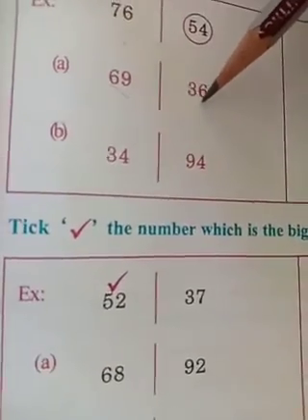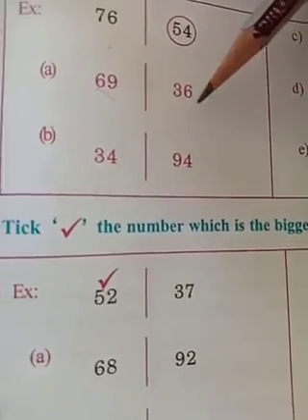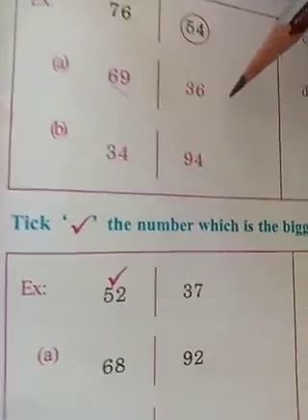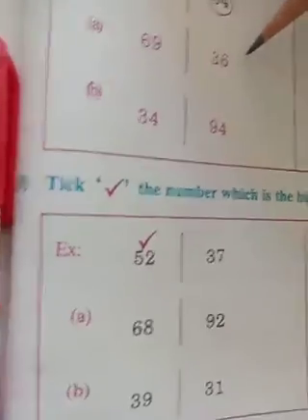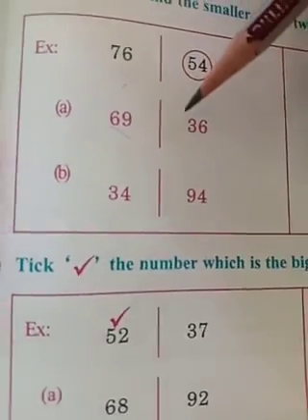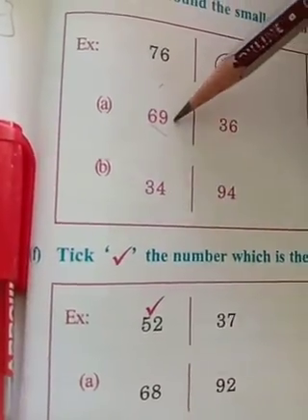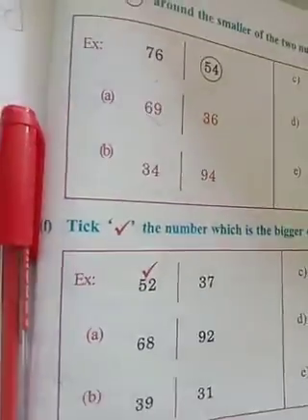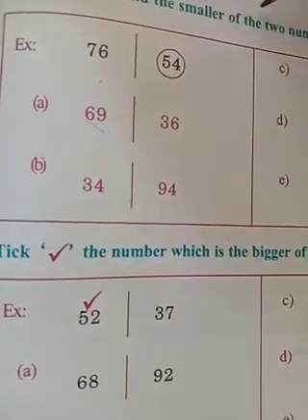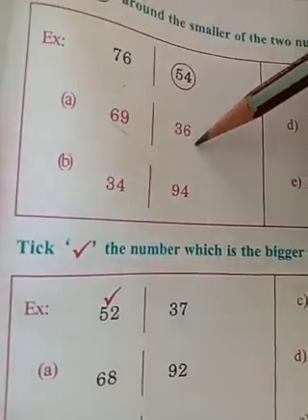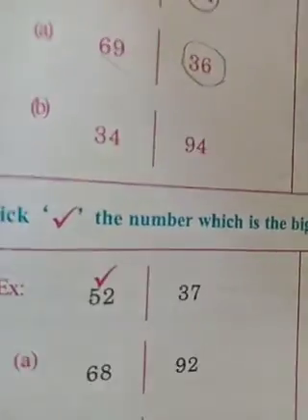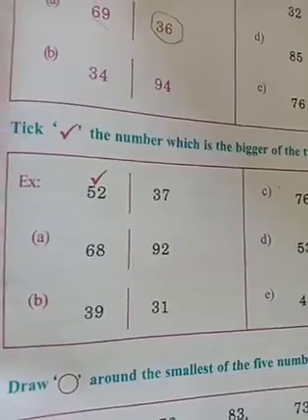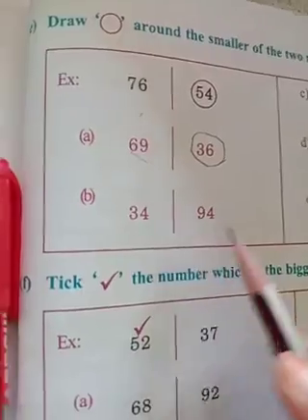Here, 6 ones, 3 tens, 36. 69, 36. Which number is big? Which number has more tens? That number is big. Which number has fewer tens? That number only is smaller. So what is written here? Draw the circle around the smaller of the two numbers given. So circle this number. Here also same. Check it children. See here 34 and 94.